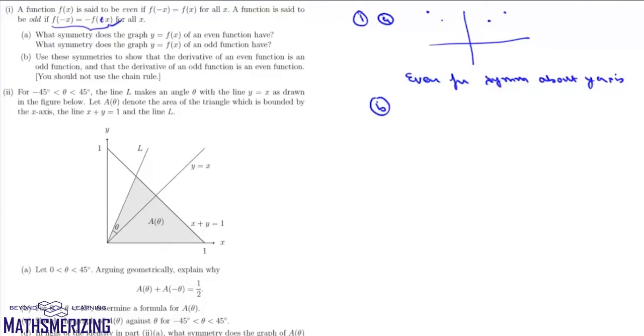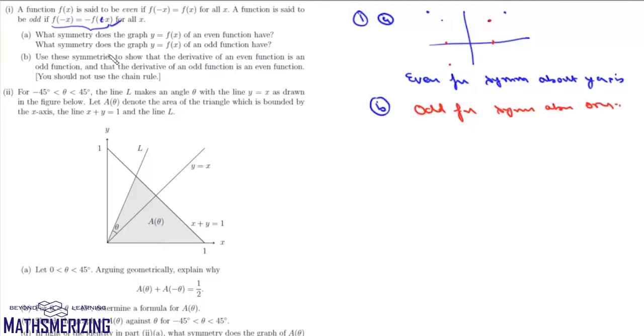Now part B is, what symmetry does the graph of y equals f(x) of an odd function have? Now if the function is odd, then at x equal to a, if we have a value b, then at minus a, we'll have a value minus b. So odd functions are symmetric about the origin, or they have origin symmetry. They are symmetric in opposite quadrants. We can also say they have rotation symmetry.